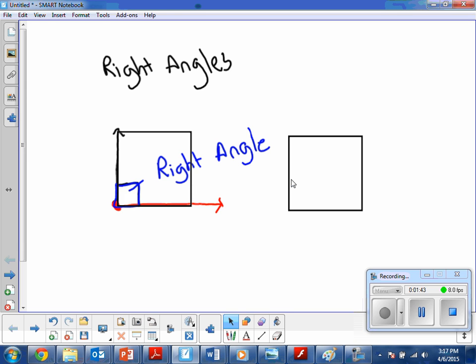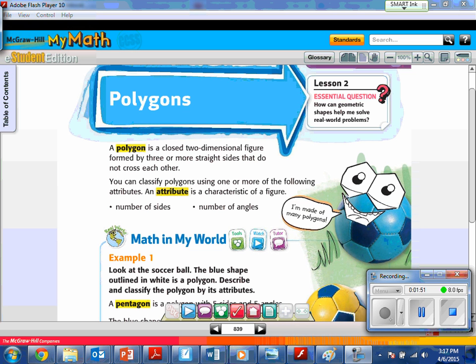All right, so now we're going to go ahead and head on to our next lesson. And here's our next lesson. I'll go ahead and put that up in just a minute. Our next lesson has to do with this word here called polygon. A polygon is a closed two-dimensional figure formed by three or more straight sides that do not cross each other.